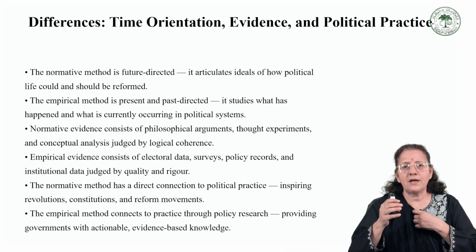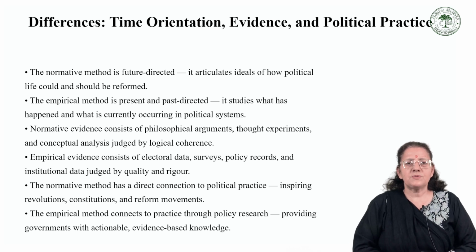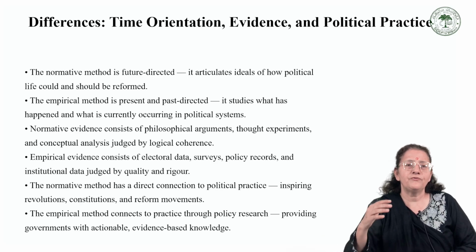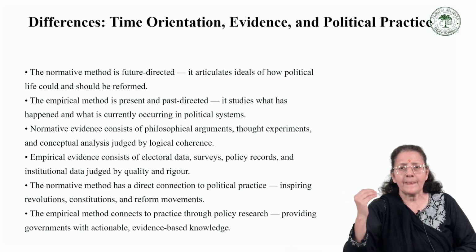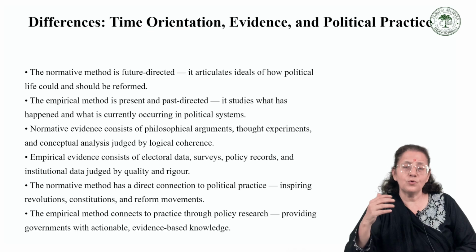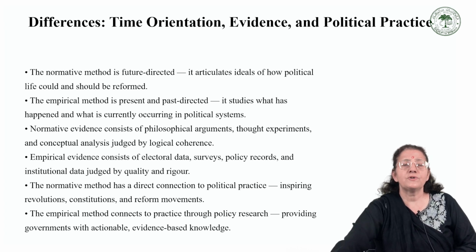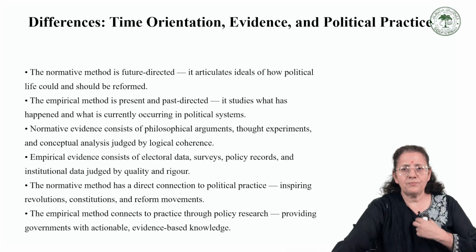Continuing our comparative analysis, let us now examine the difference between the two methods in their time orientation, their treatment of evidence, and their relationship to political practice. In terms of time orientation, the normative method tends to have a future-directed quality. It articulates ideas and visions of how political life could or should be in the future. How can we bring about a betterment of political life? It looks beyond the present limitations of actual political systems towards what they might become if properly reformed.